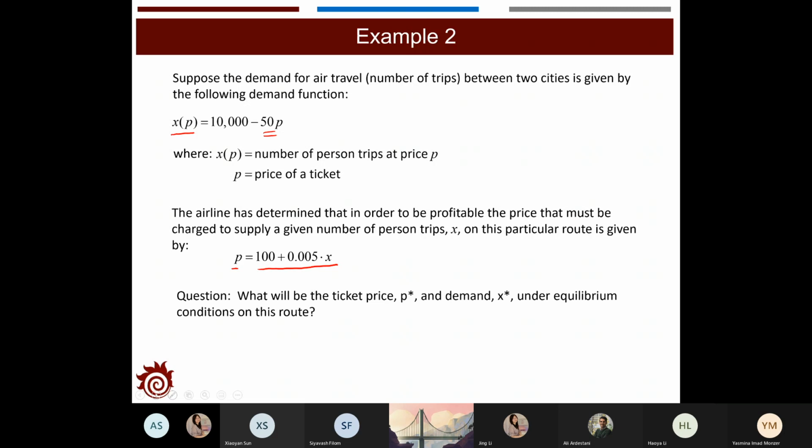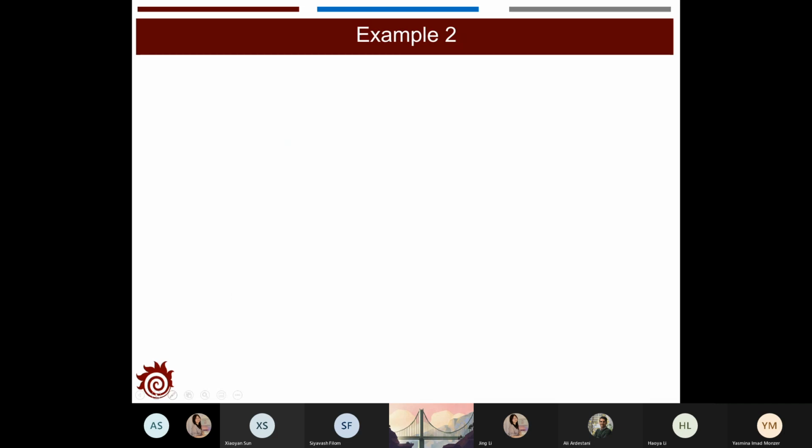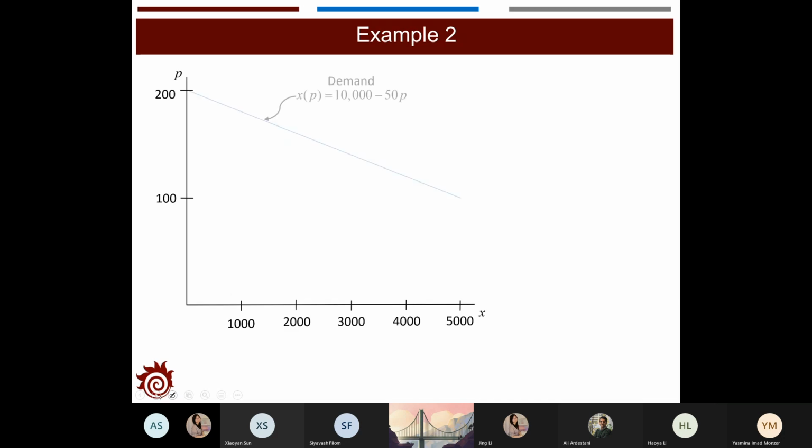And with this, I believe the solution would be very simple. The first one is just the demand function, and the second one is the supply function. And if we put them together, draw them in the same figure, the intersection of these two lines will be the optimal solution about the ticket price and the demand. So first, we draw the demand function. It's 10,000 minus 50p. And then we will have the supply function. It's 100 plus 0.005x.